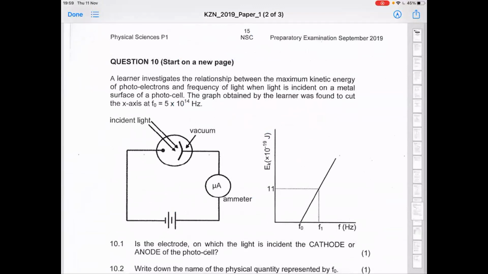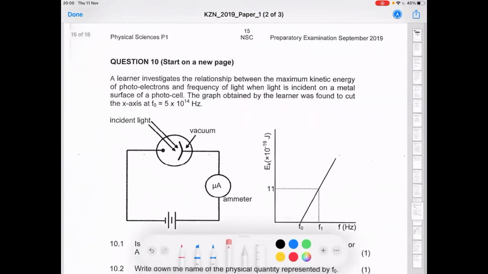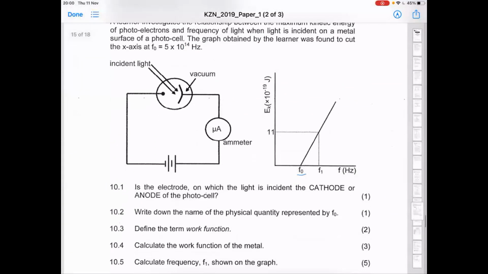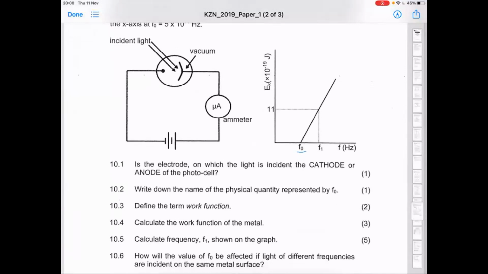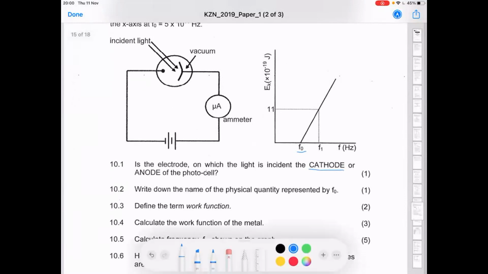Okay, so a learner investigates the relationship between the maximum kinetic energy of photoelectrons and the frequency of light when light is incident on a metal surface of a photocell. The graph obtained by the learner was found to cut the x-axis at f0 equal to 5 times 10 to the 14 hertz. Is the electrode on which the light is incident the cathode or the anode of the photocell? We know that it's the cathode. The light falls onto the cathode.